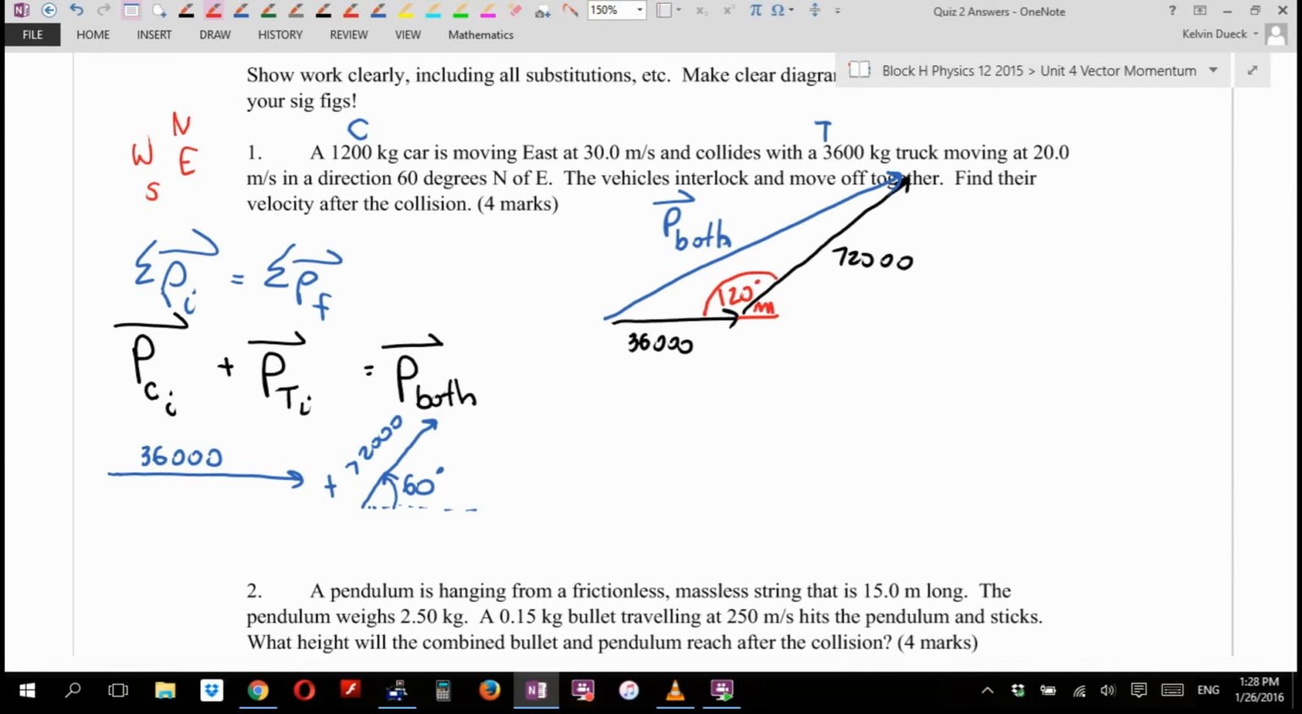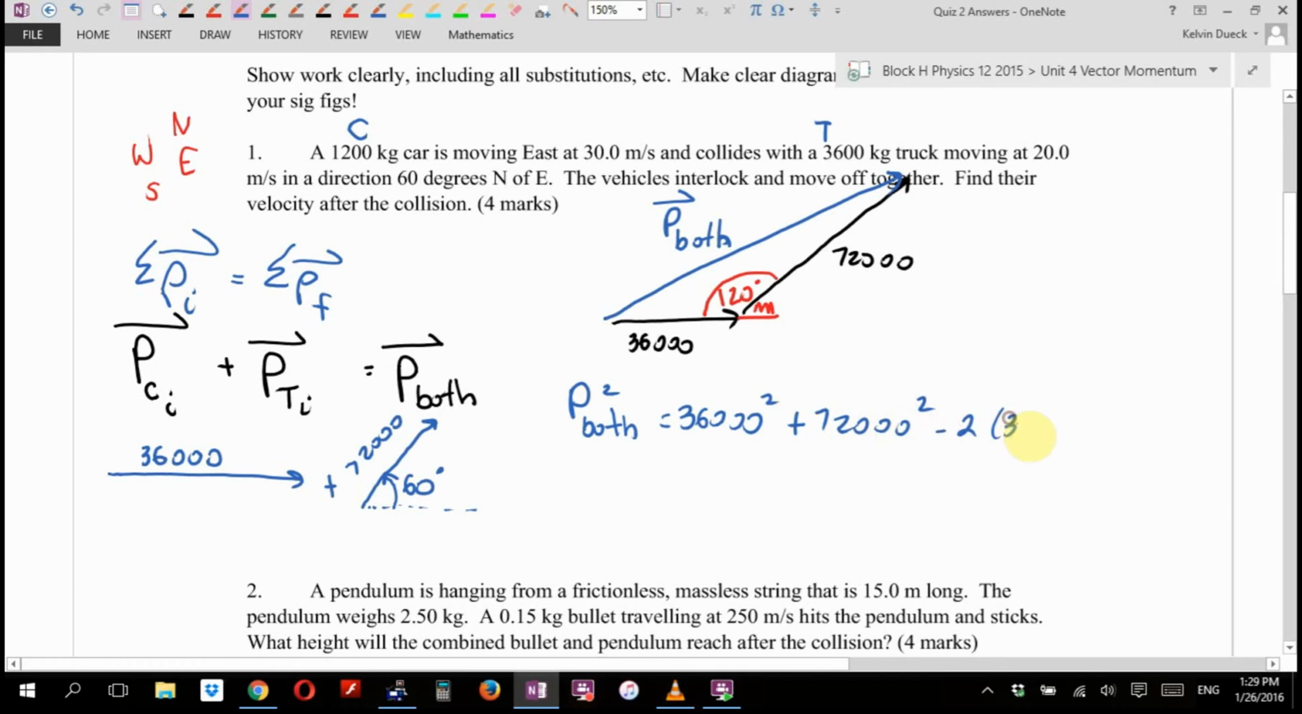Cosine law. Wow, I really didn't leave much room here. Oh well. It's going to be momentum of both squared equals 36,000 squared plus 72,000 squared minus 2 times 36,000 times 72,000 times cosine of 120. Ran out of room.